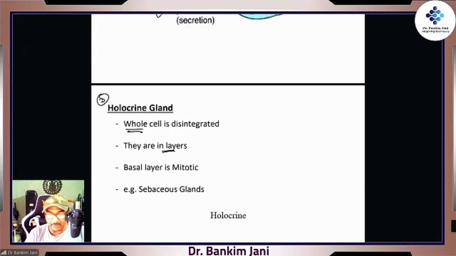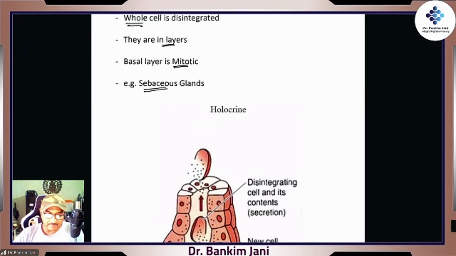The basal layer is mitotic. It has to be, right? The basal layer has to be mitotic. Mitotic means similar types of cells will be produced again and again and again. And this is the sebaceous gland. When these glands are blocked, that leads to all those pimples. And this secretion would not be watery, it would be a thick secretion, correct?